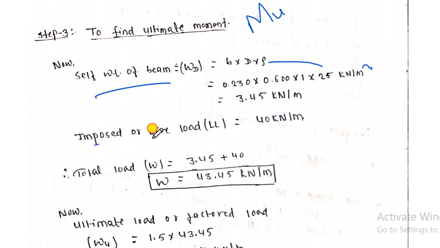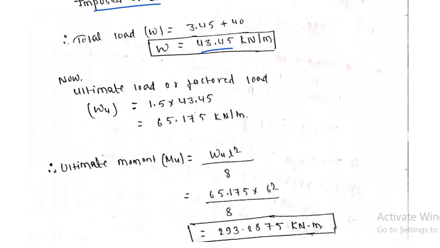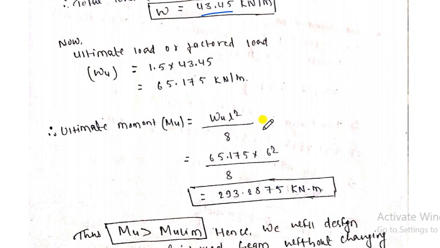At the same time, the imposed load, that is the live load, is given as 40 kilonewtons. So the summation of these two loads gives the total load, that is 43.45. As it is the limit state design method, we have to assume a factored load. We know the partial safety factor for the loads is 1.5. So the ultimate load or factored load wu is equal to 1.5 into 43.45. Here the question arises: why are we multiplying with 1.5? My dear friend, for safety purposes, before the fracture there should be some safety. I have already discussed all about the partial safety factors in the previous lecture, so if you have gone through that video, you have no doubt at all.